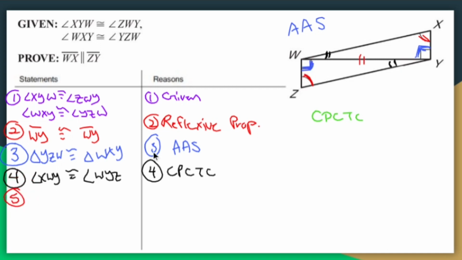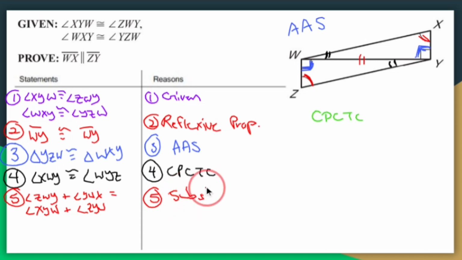This angle, ZWY, plus YWX equals angle, I did these two, so XYW plus angle ZYW. Yep. And the reason for that is a bunch of substitution that I did up here without doing a whole bunch of substitution. So my reason for that is substitution property. Since these two guys are the same thing, right? These combine to make alternate interior angles.